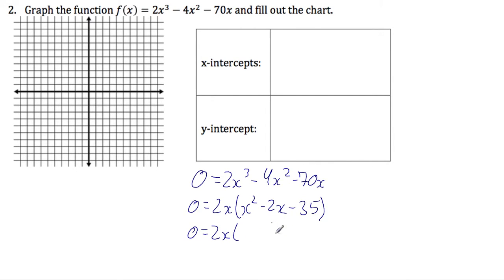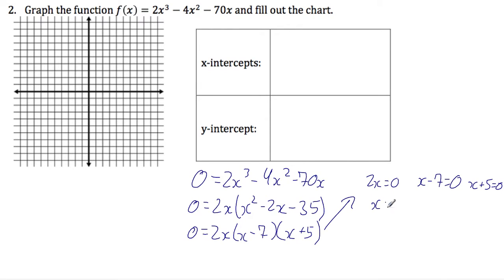This is a quadratic, which is factorable. It's x squared, so that's nice. It's just going to be x and x. And here, two numbers that multiply to get negative 35 and add up to get negative 2 are minus 7 and plus 5. So we set all these equal to 0, so we get 2x equals 0, x minus 7 equals 0, and x plus 5 equals 0. x equals 0, x equals 7, x equals negative 5.